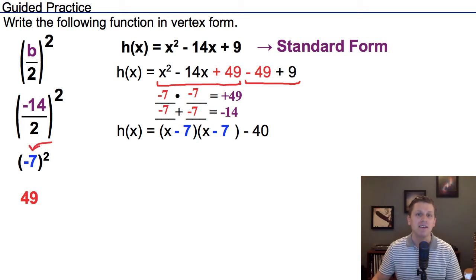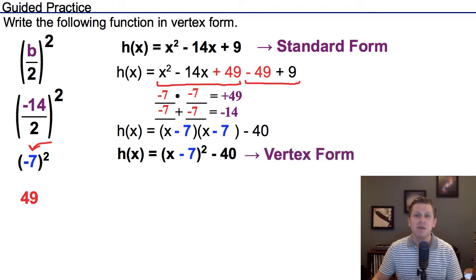of the b value. Finally, to write this in vertex form, just write it as a binomial squared, which means instead of x minus 7 times x minus 7, we can just write this as x minus 7 squared, and of course bring down the -40. This is now written in vertex form, and we could even write the vertex now if we want. The vertex has an x value that's opposite of what's inside, and a y value the same as what's outside, giving us a vertex of 7, -40.